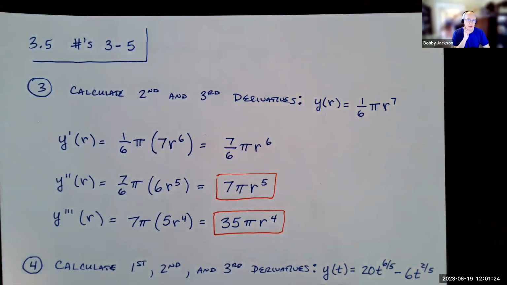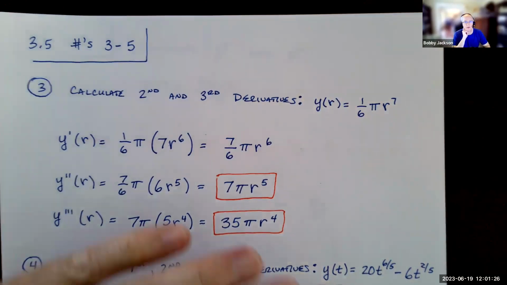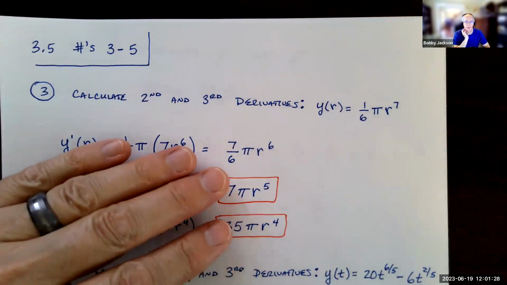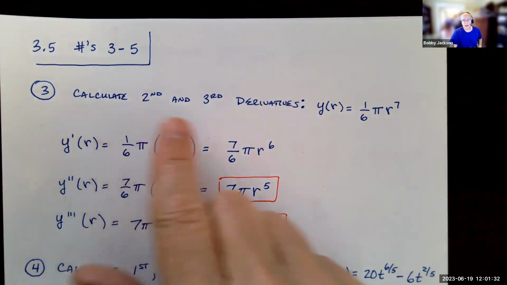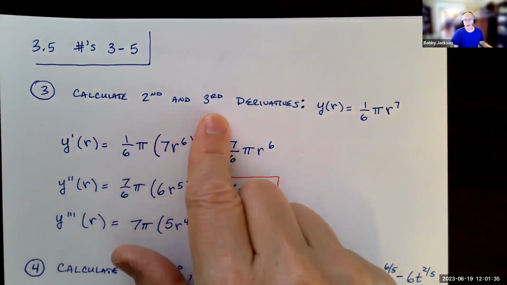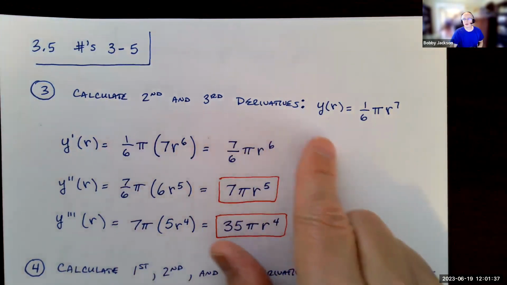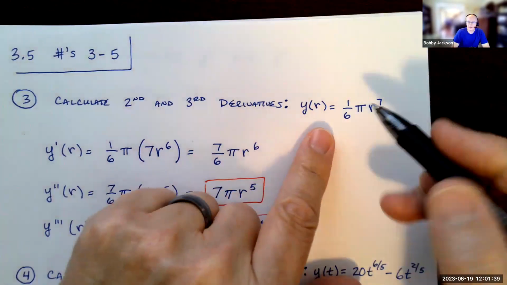Hey everyone, we're going to look at numbers 3 through 5 in section 3.5. So we're going to do 3 of these. Calculating higher order derivatives. In number 3, we're going to calculate the second and third derivatives of this function here. Notice this is y as a function of r.